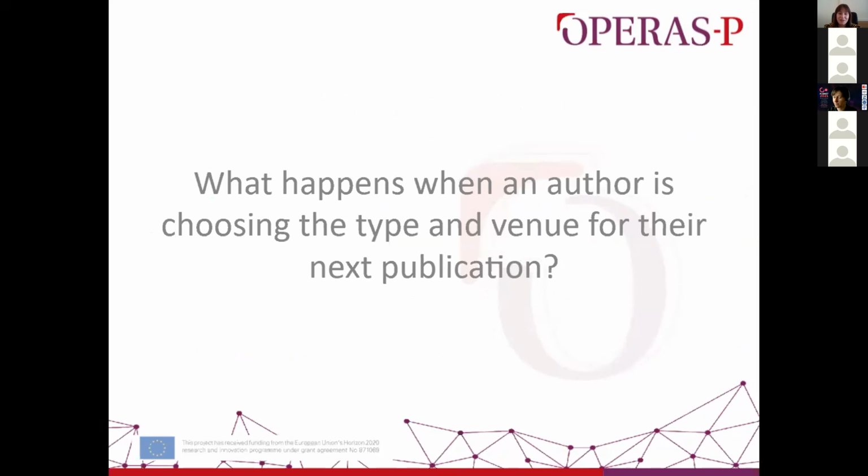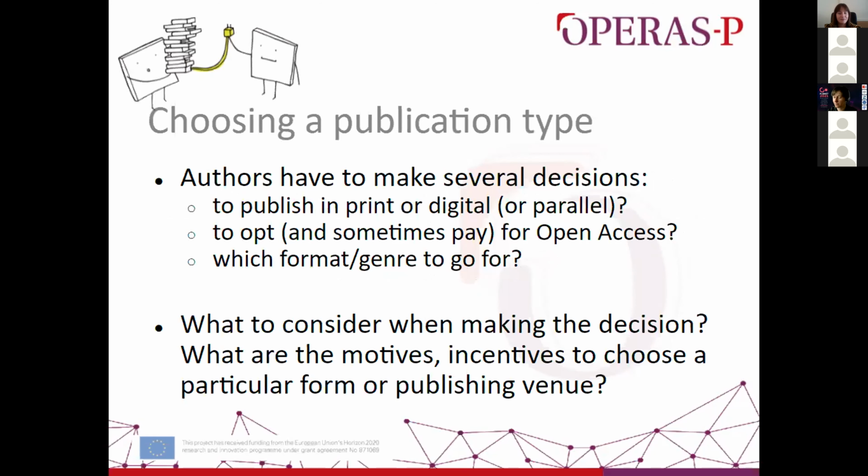So the main question is, what happens when an author who is a scholar is choosing the type, so the form, something that Maciej was talking about, and the venue, so the place, the publisher or the journal for their next publication? And it's something that we discussed a lot with the interviewees. And in fact, a lot of factors came out.